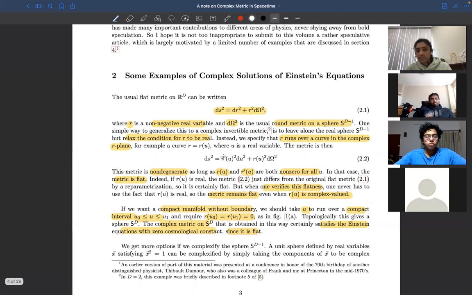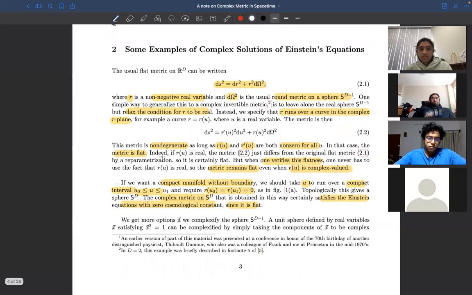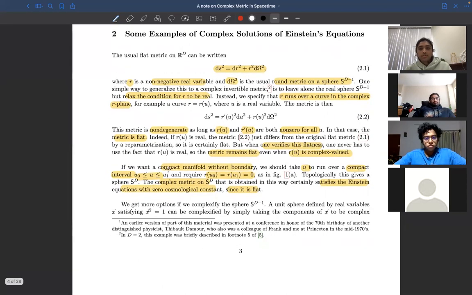So r runs over the complex r plane as well. You have this parametrized function here, where u is still non-zero. In that case, it's flat, all of that. r(u) remains complex valued. Now, if you want a complex manifold without a boundary, now we are trying to simulate the universe, we should take u to run over a compact interval.